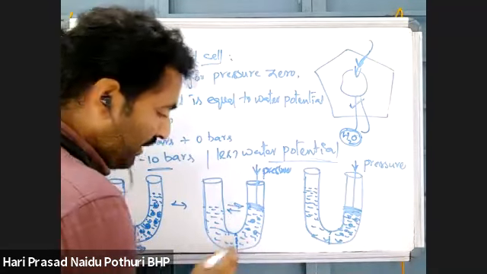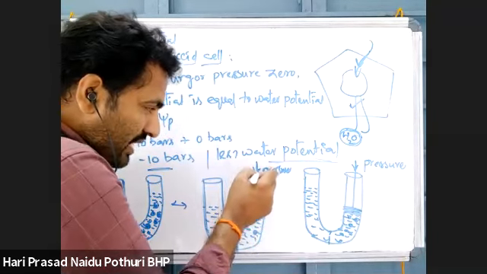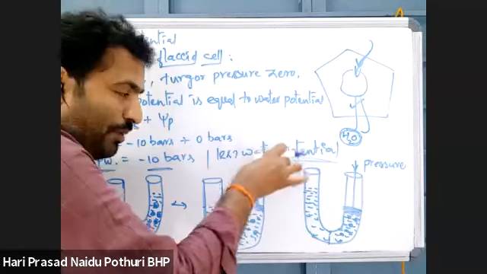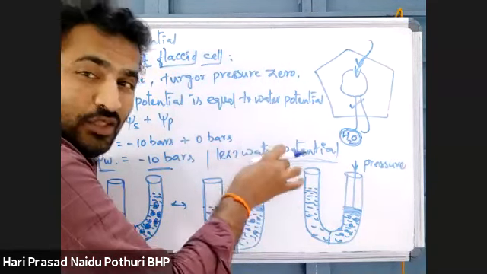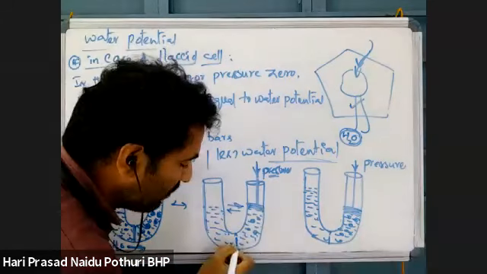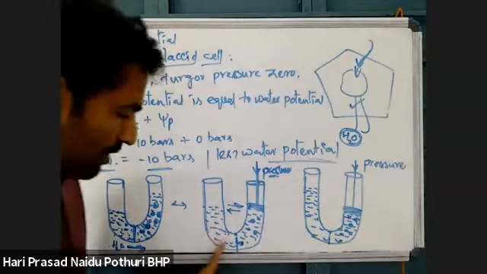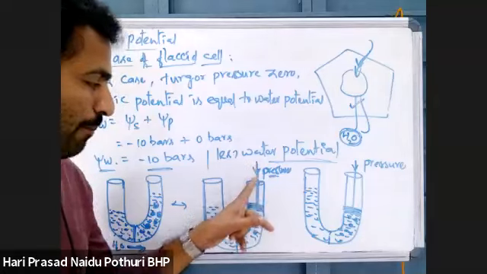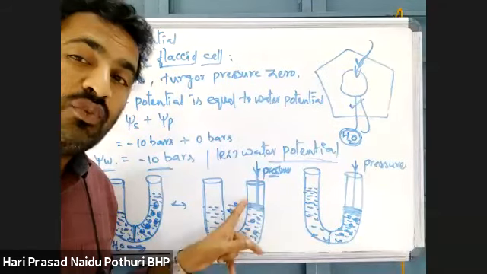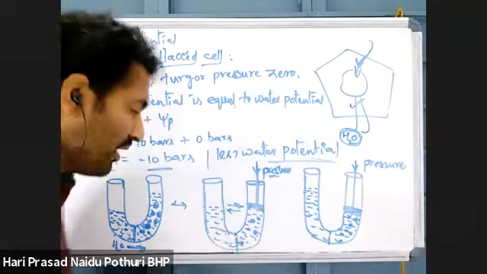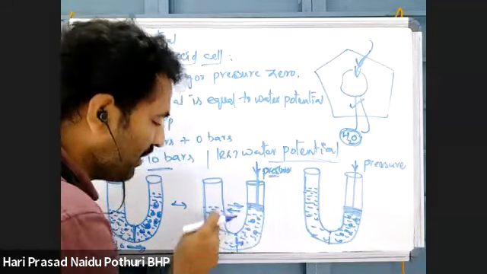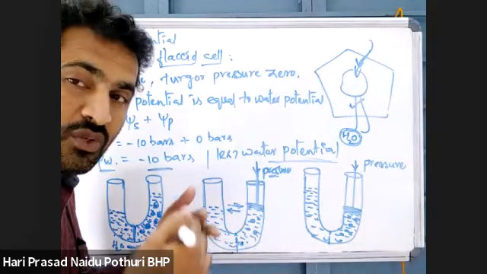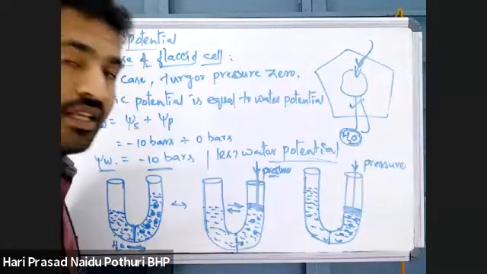But when a positive pressure equal to this water potential is applied here, equal to that water potential, there is application of an equal amount of positive pressure. Then what happens? An equilibrium will be attained, because this movement is the same, this movement is also the same. So both pressures will be equal, so that there is equilibrium.